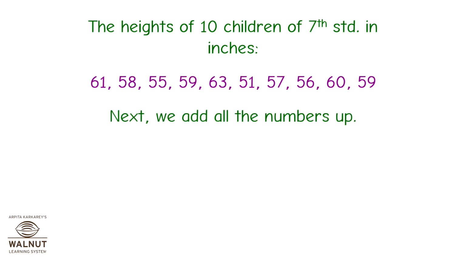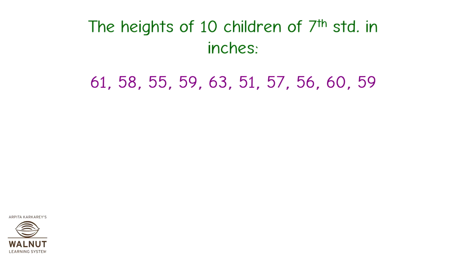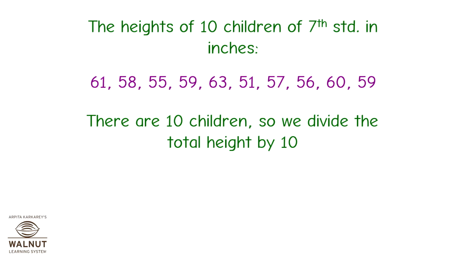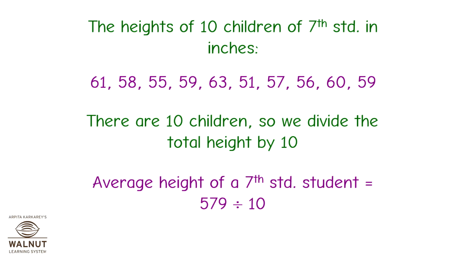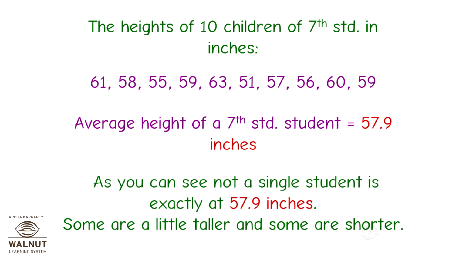Next, we add all the numbers up. 61 plus 58 plus 55 plus 59 plus 63 plus 51 plus 57 plus 56 plus 60 plus 59 is equal to 579. There are 10 children, so we divide the total height by 10. Average height of a 7th standard student is equal to 579 divided by 10, that is equal to 57.9 inches.